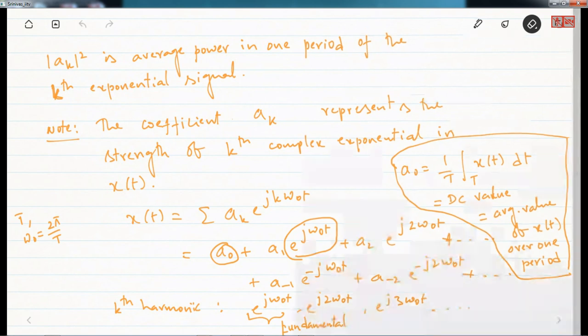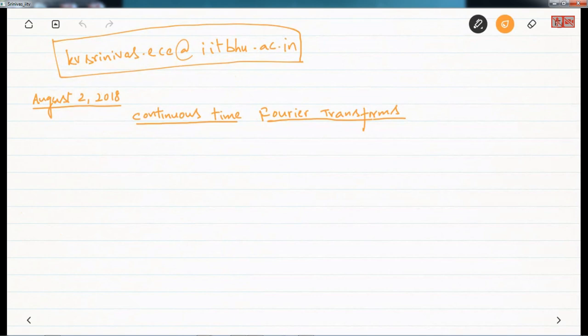So now let's start with continuous time Fourier transforms. One of the main things that you should know is that the Fourier series is applicable only for periodic signals. We assumed a periodic signal x of t, and then we did the Fourier analysis.